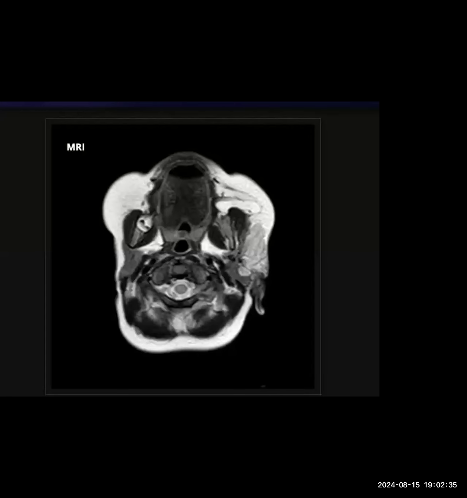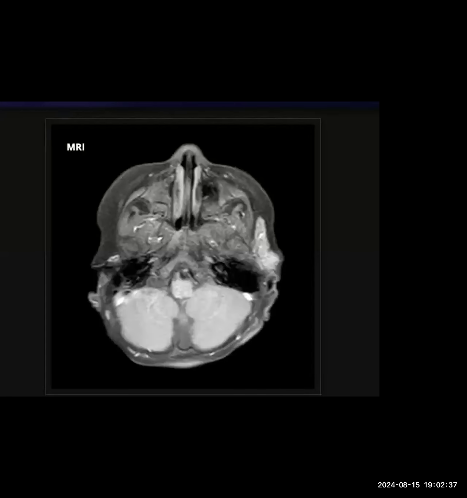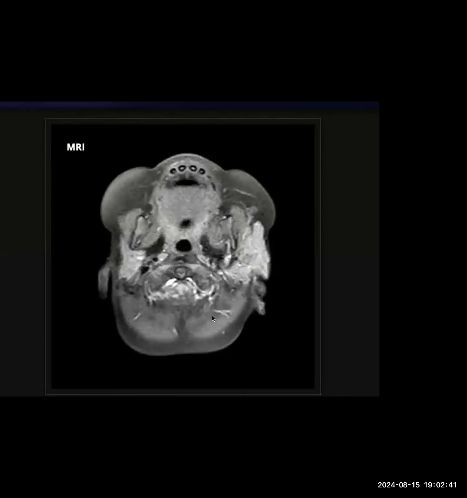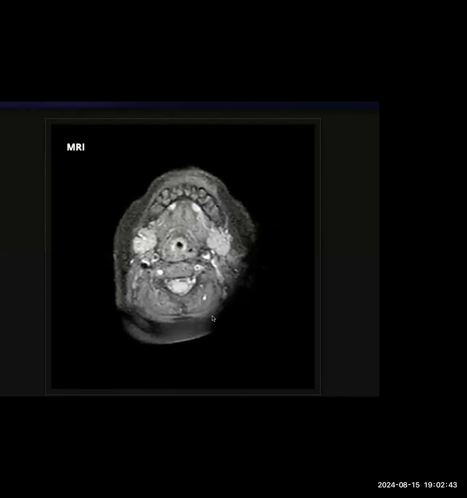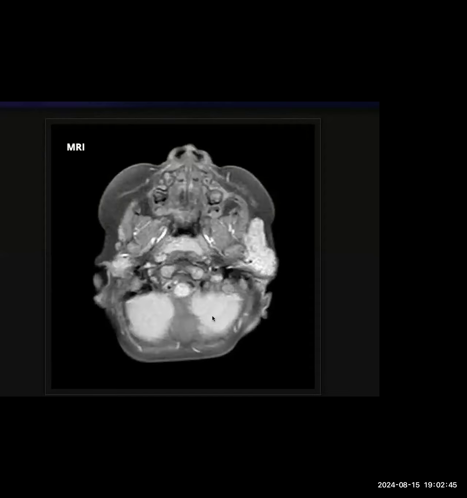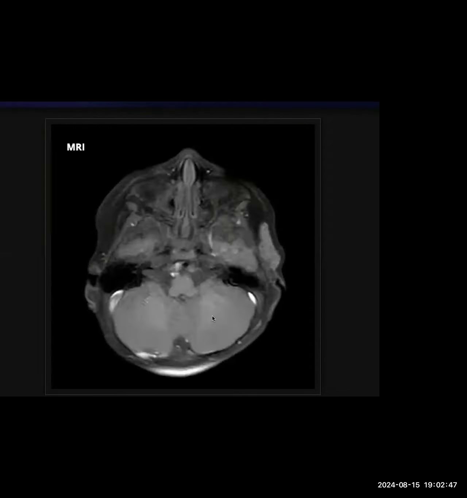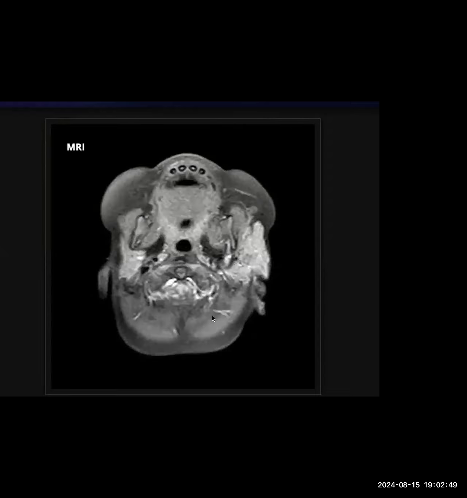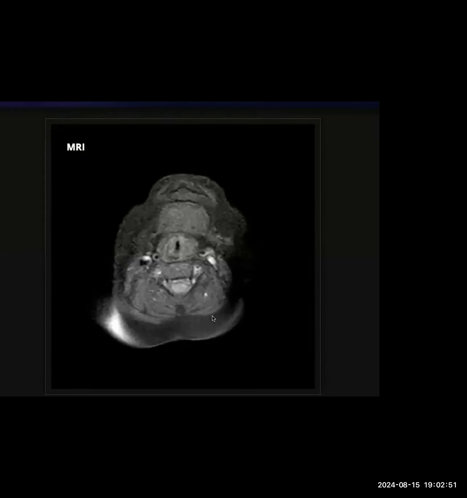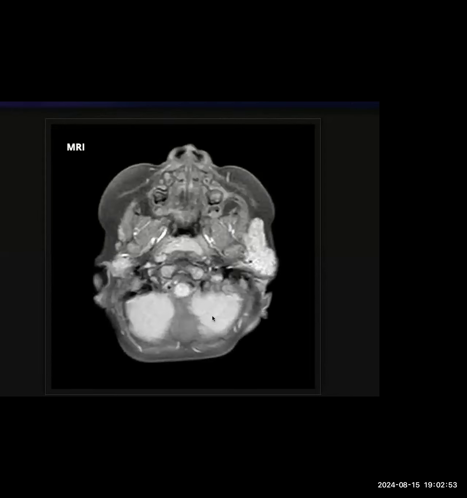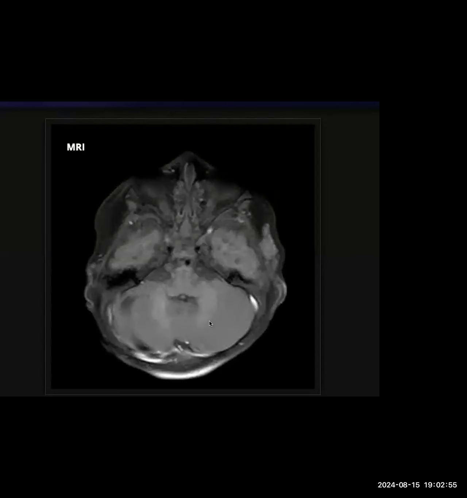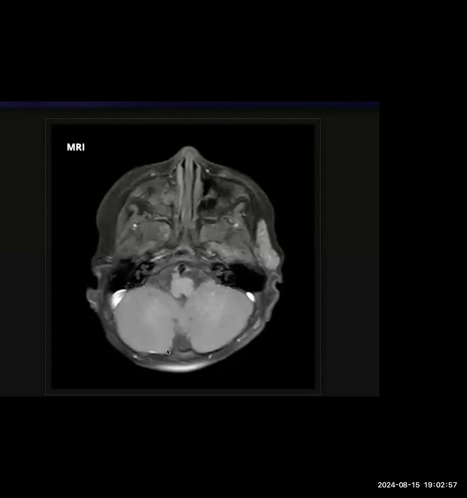Just can you leave the mouse once? Yes. Yeah, this is the T1 weighted fat sat. So on the T1 weighted fat sat images, I see that there is no fat density within the lesion. I would like to evaluate this on the T2 weighted images.